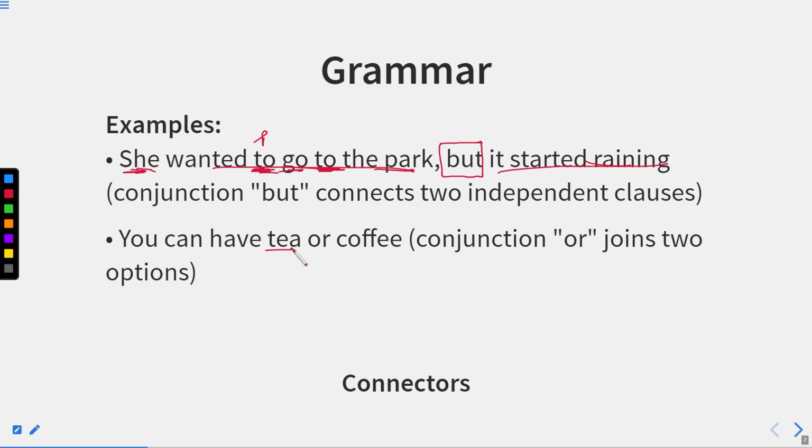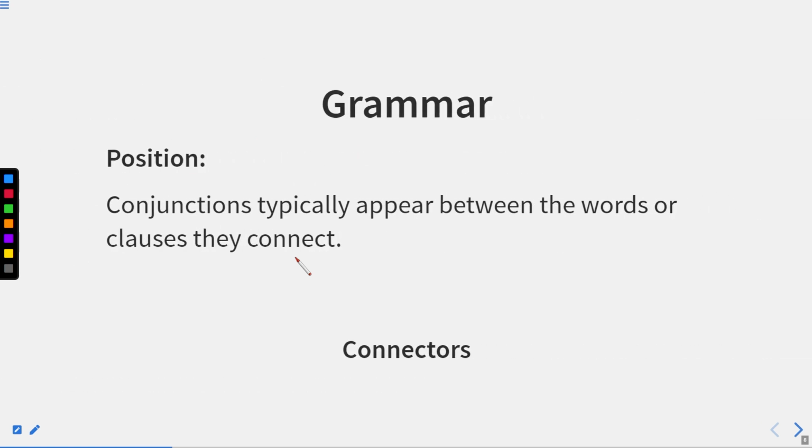You can have tea or coffee. So you have two options, that is either tea or coffee. So we are having a conjunction or to join these two structures, tea and coffee. These are separate entities or separate options. Now, position. Here, the difference is literally shown. Conjunctions typically appear between the words or clauses they connect. Between the two clauses or the sentences they connect, we can see conjunction over there.